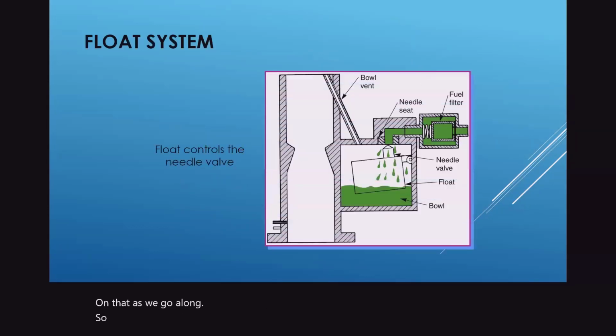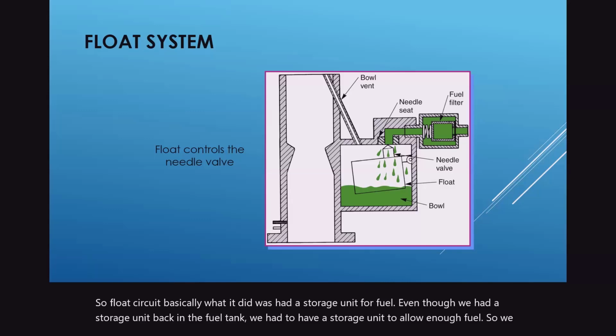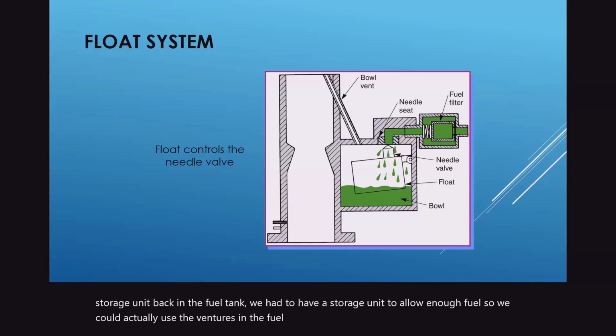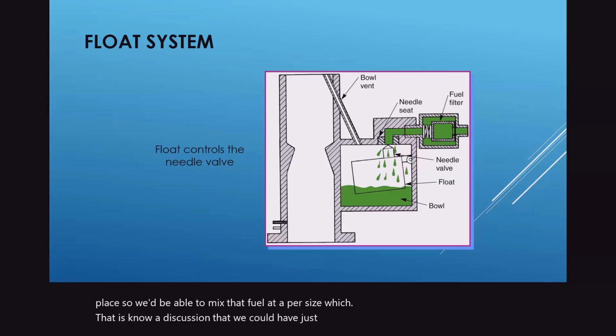So the float circuit, basically what it did was provide a storage unit for fuel. Even though we had a storage unit back in the fuel tank, we had to have a storage unit to allow enough fuel so we could actually use the venturis and the accelerator pump. All this needed to be in place so we'd be able to mix that fuel precisely, and how precise the carburetor was is a discussion we could have on its own.